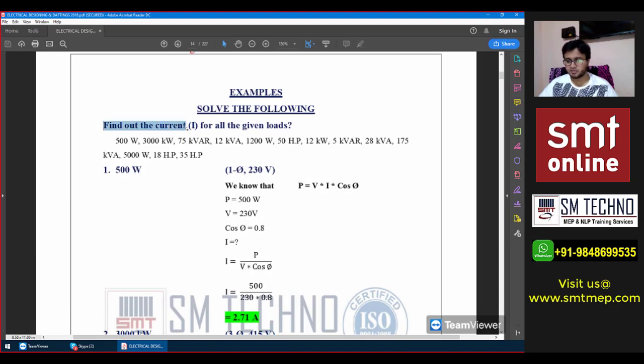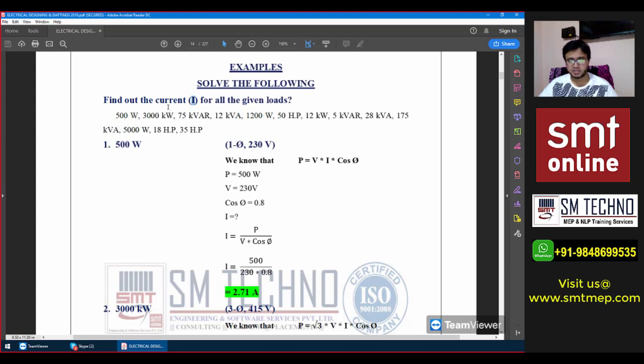Find out the current. Current in the term of symbolic form, we are writing it as I for all the given loads. I'm having the load something like 500 watts. That means to run this 500 watts of load, how much amount of current is required? That is a question. For example, I'm having some 200 watts of load. To run this 200 watts of load, how much amount of current is required? That is a question over here.